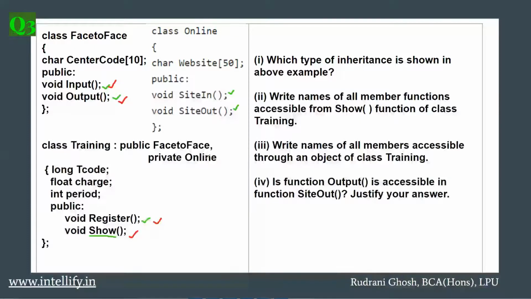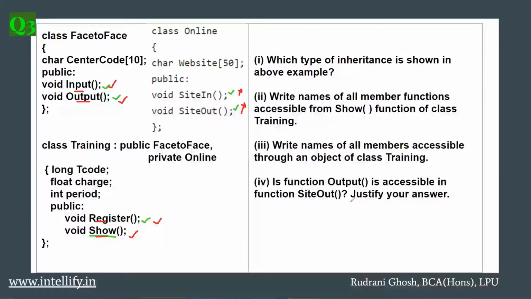But in case of online, which has used access specifier private for inheritance, these public functions site in and site out will become private inside class training. That is the reason they will not be able to be accessed directly using an object. So only input, output, register, and show will be accessible using an object of the class training.